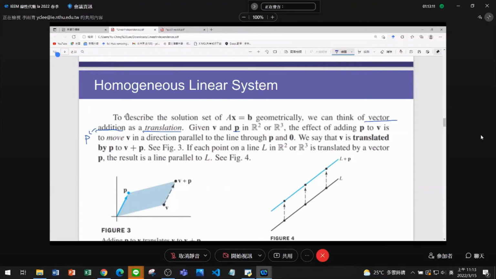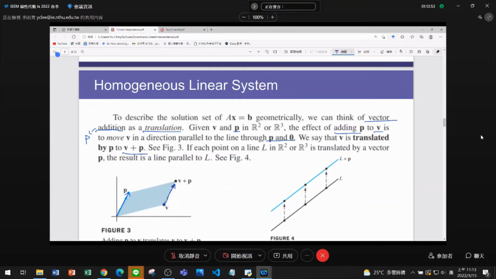Given V and P in R2 or R3, the effect of adding P to V is to move V in a direction parallel to the line through P and 0. And we say that V is translated by P to V plus P. So here's P as such a vector, and V is right here. We translate V by P to V plus P.